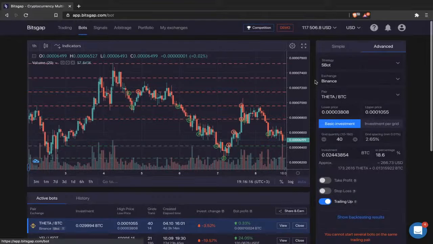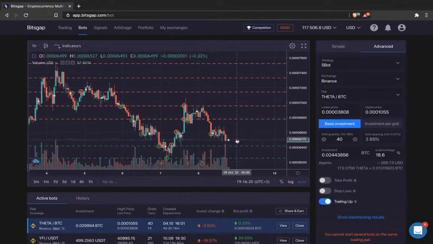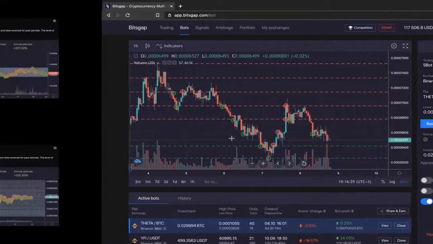All right, so it fully mimics the current market. So the price here in the demo mode is exactly the same as the price if you will switch to your real account. So that's absolutely the same.